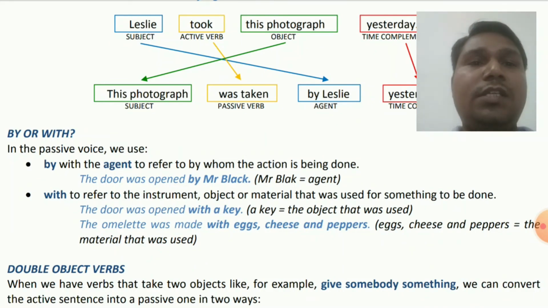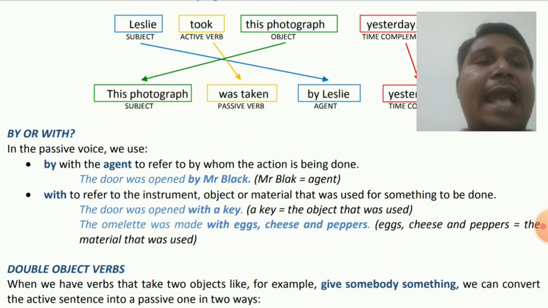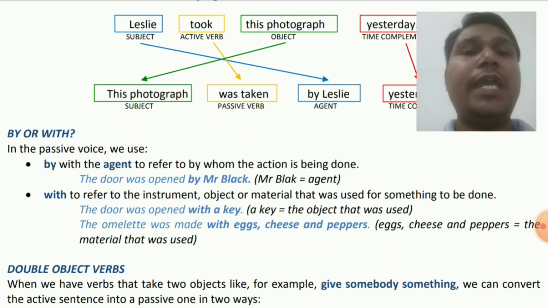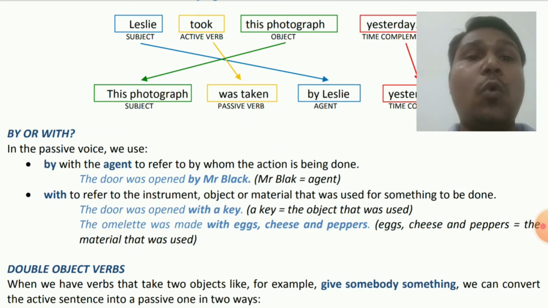Here let's see another thing, that is by or with. In the passive voice we use by with the agent to refer to by whom the action is being done. Okay, it means it shows the subject. The door was opened by Mr. Black. Mr. Black is an agent.